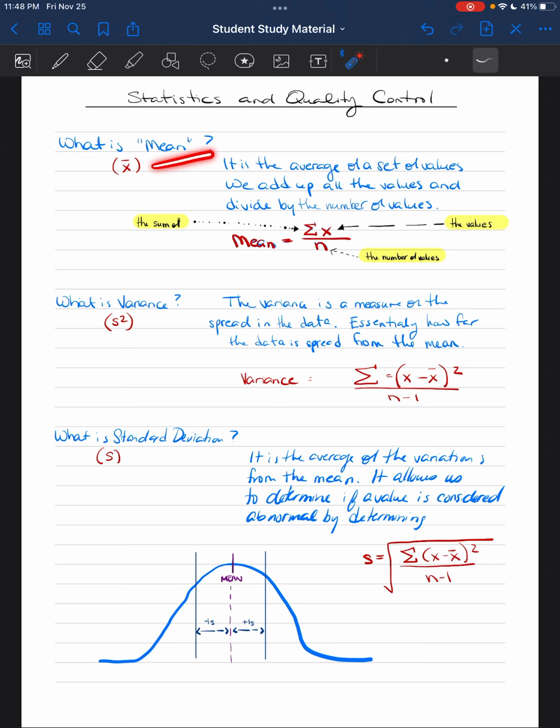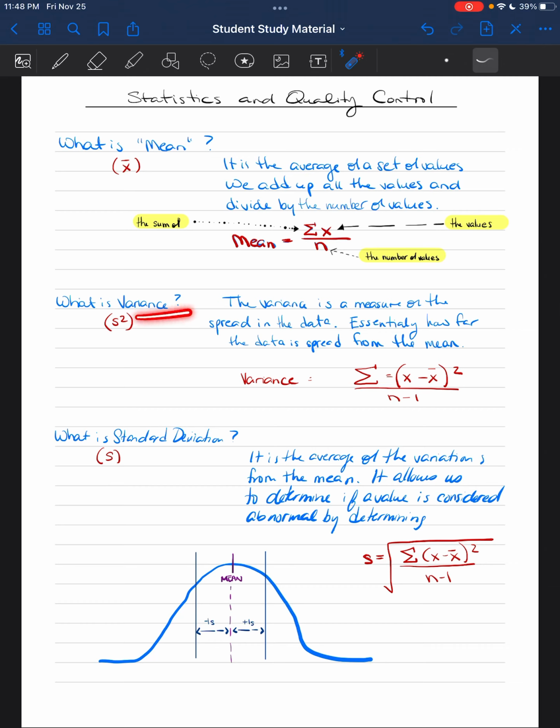What is the mean? The mean is the average of a set of values. We add up all the values and divide by the number of values, as you can see in this equation here. This symbol here is the sum of, which means we're going to add together x, and x is the values in the data set. N is the number of the values.